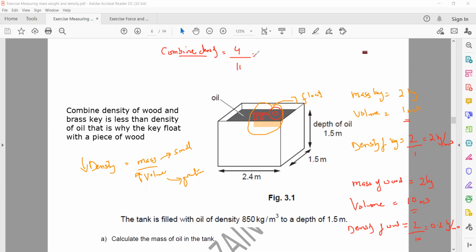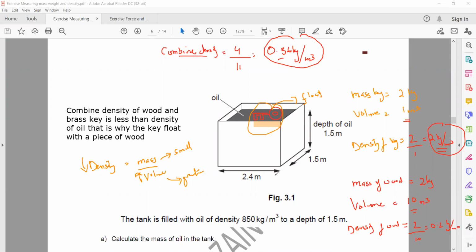So it will be 4 divided by 11. What is it coming out as? It is coming out as 0.36 kilogram per meter cube. So you can clearly see the combined density is less than the density of the brass. Simply when there was a key, the density was 2. But when we work out the combined density, it is coming out less than the density of the key. That's why when a piece of wood is attached to a key, it is floating on the oil surface.